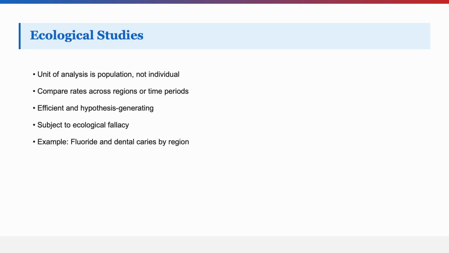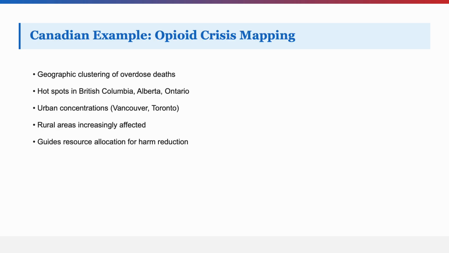The ecological correlation reflected confounding at the population level. For healthcare managers, ecological analysis across units, hospitals, regions, time periods, can identify patterns worth investigating. But be cautious about inferring individual-level relationships from aggregate data. Let me illustrate descriptive epidemiology with the Canadian opioid crisis, tragically relevant to healthcare management.